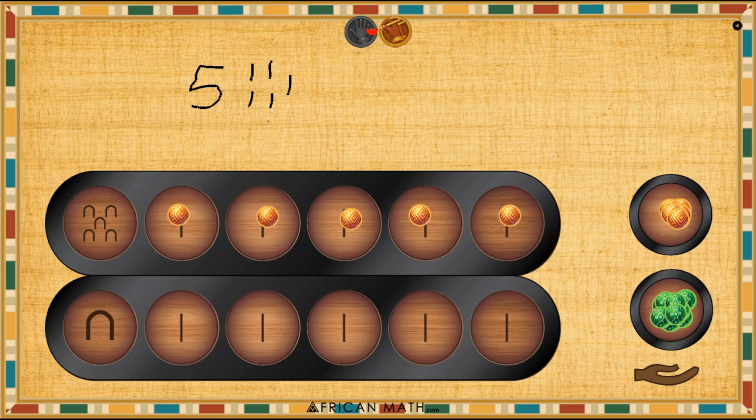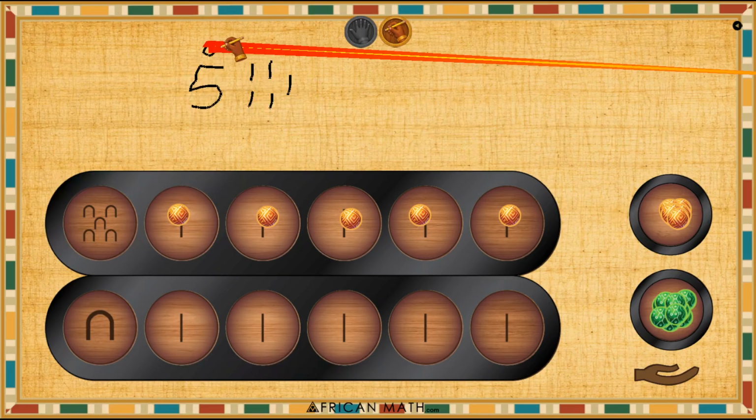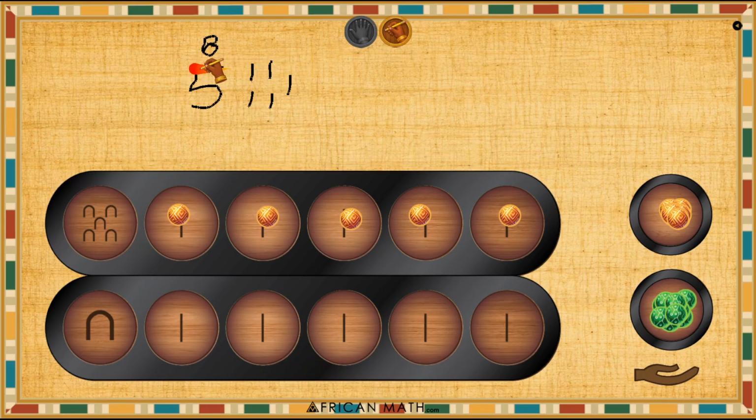We use another symbol for 10. So we call our counters bits. Some people call them ones, some people call them units, but we call them bits. So instead of ones, we're going to make this a B for bits. And then we're going to have a place over here. This is tens. This is where we put our tens.